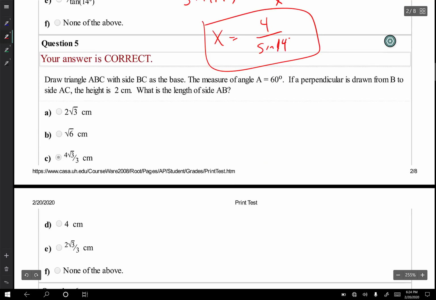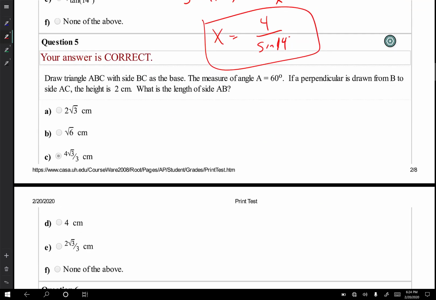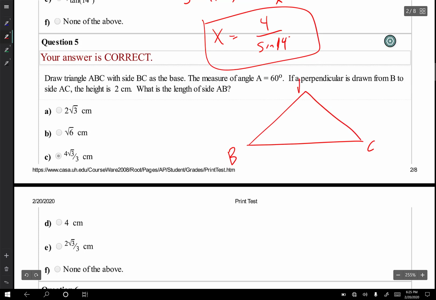Let's keep going. Draw a triangle ABC with side BC as a base. So here's my BC as a base, and there's my angle A, and it says it's 60 degrees. If a perpendicular is drawn from B to side AC, let's draw that perpendicular. What that means is that AC is perpendicular to this line here. So there it is. It's 90 degrees right there. And the height is 2 centimeters. Because this is my perpendicular, this is what's 2 centimeters. What is the length of side AB?